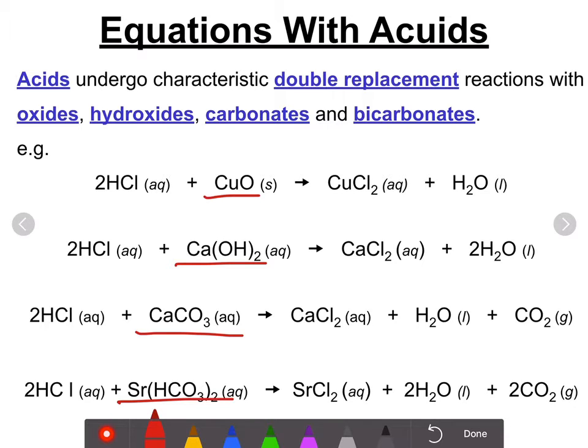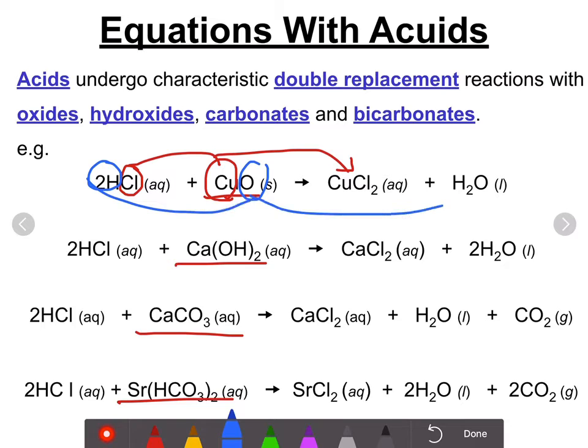Cool. So as you can see here in our first one, our product is going to be our anion from the first molecule bonding with the cation of the second molecule, right? Creating CuCl2. And vice versa, the cation of the first molecule bonding with the anion of the second molecule, creating H2O. That's what we're talking about here. Double replacement switcheroo.